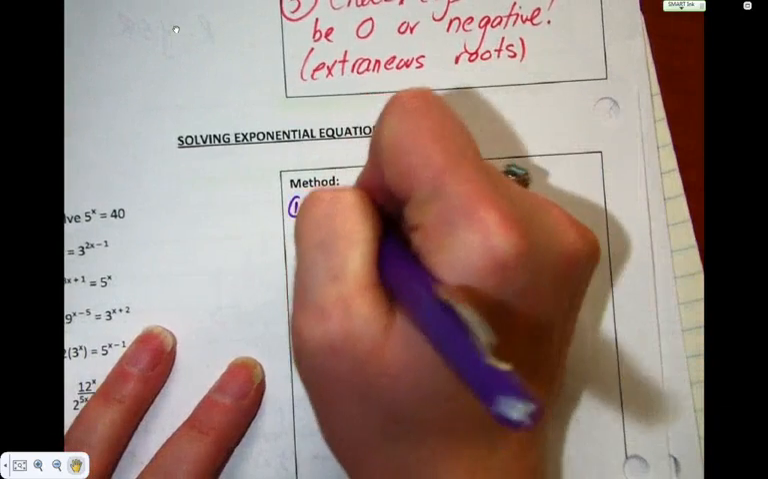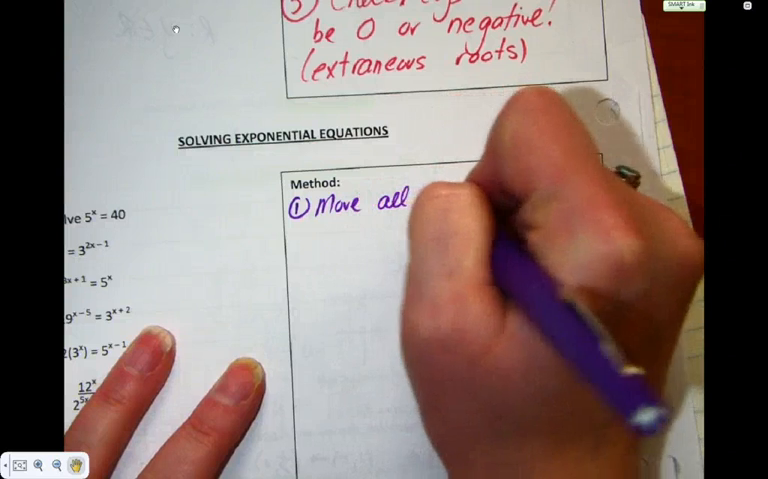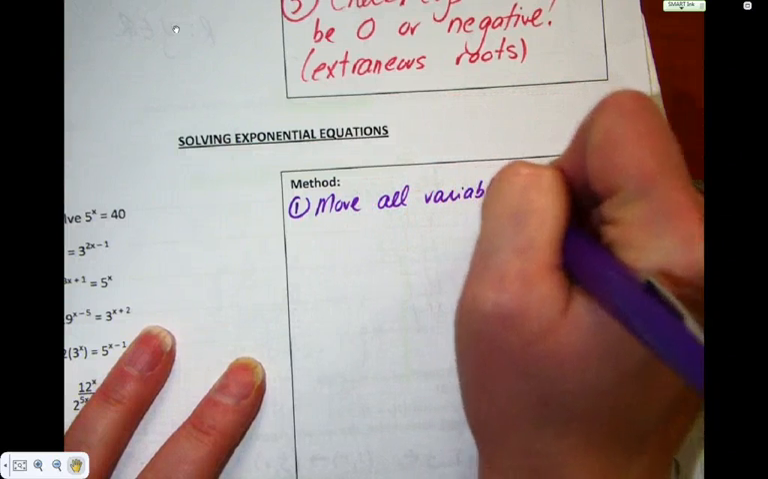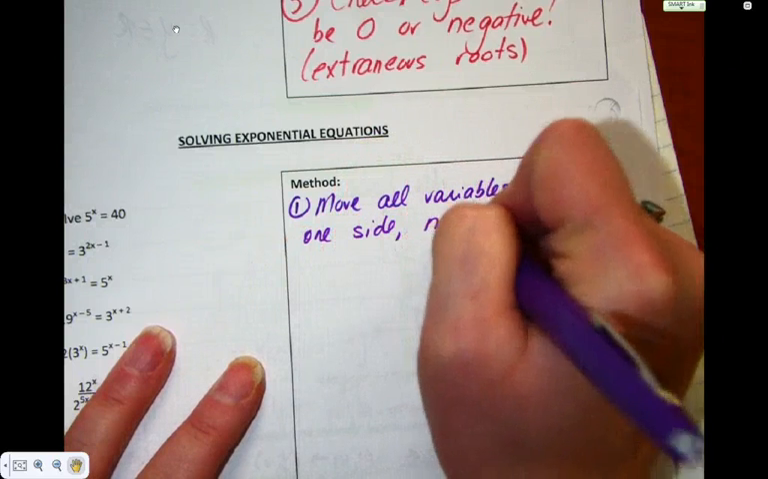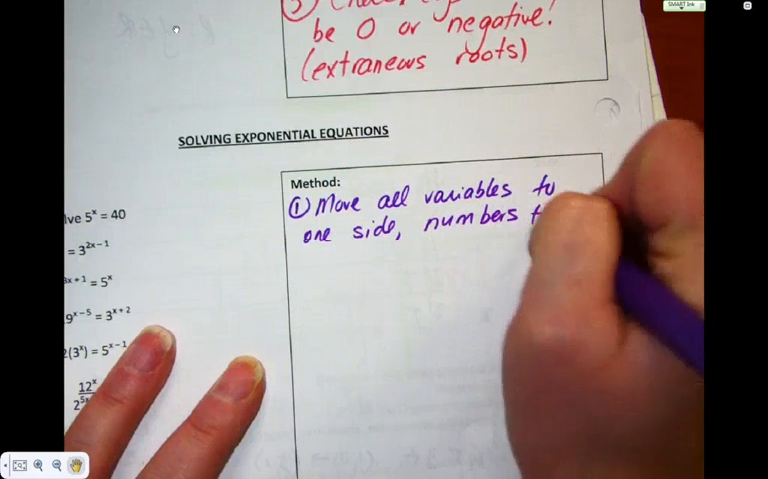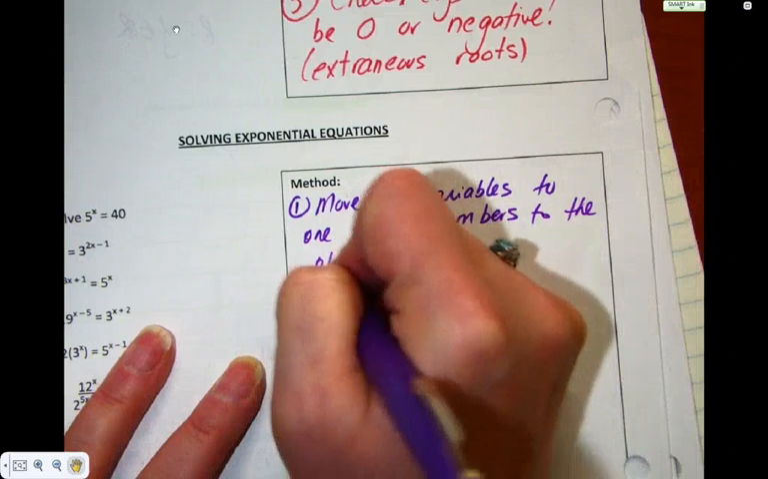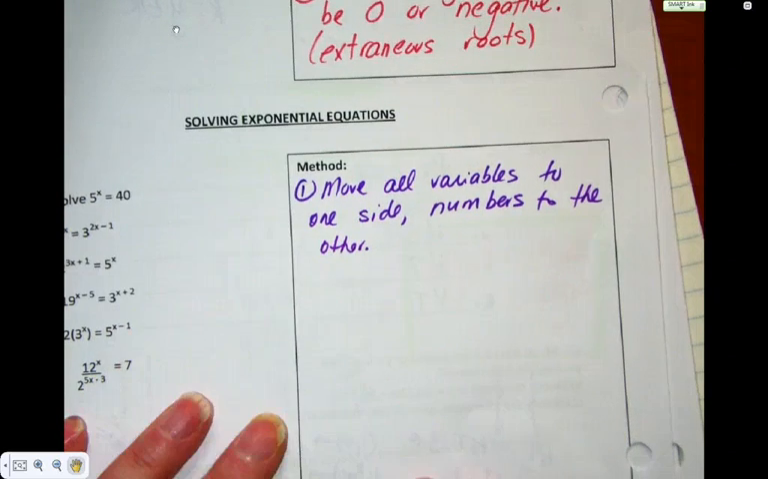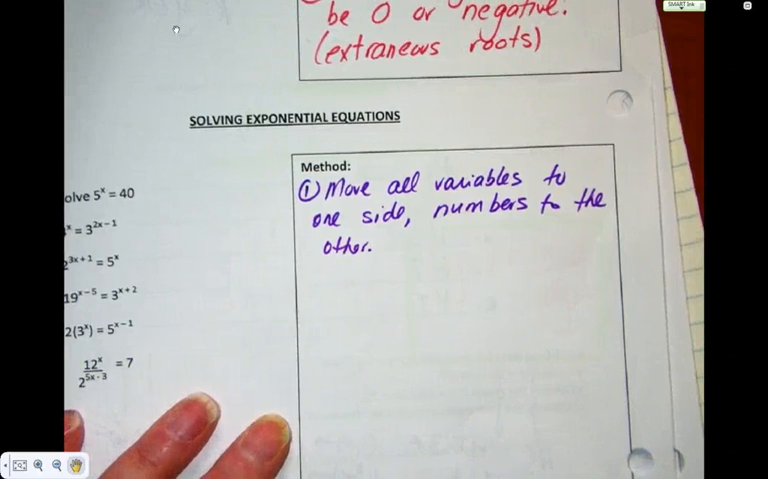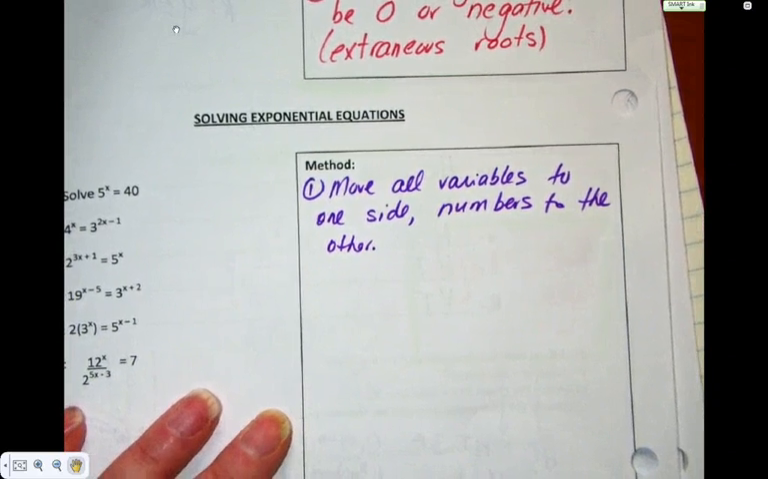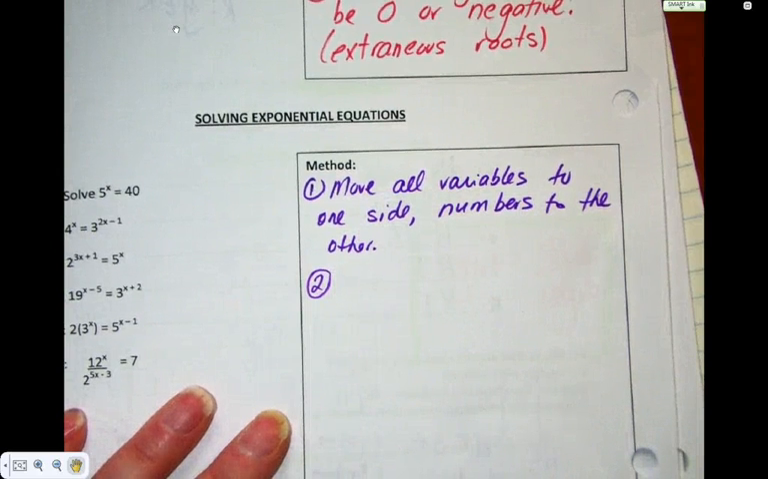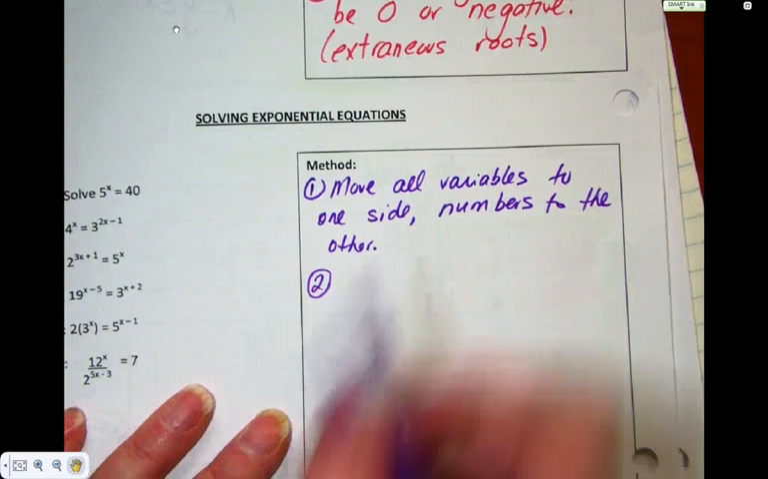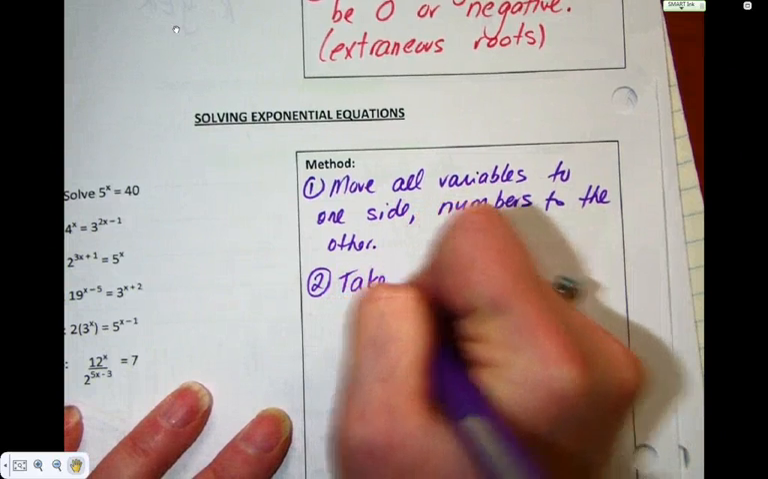Step number 1. Move all variables to one side. Numbers to the other. Step 2, we call it take a log of each side, or take the log of each side.